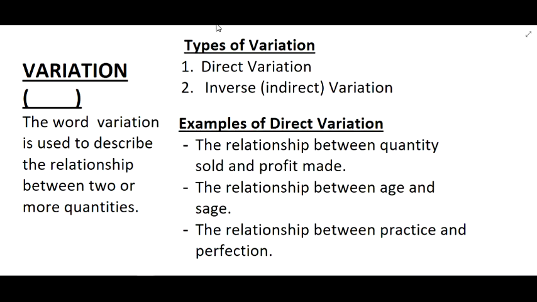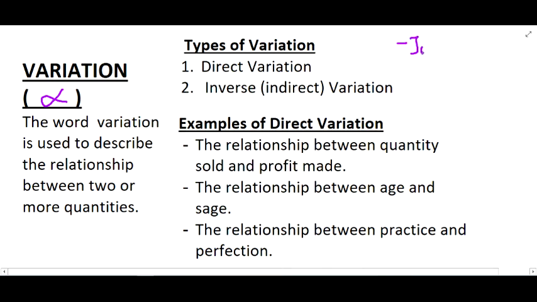Let's get into the class. Okay, variation. This is the proportionality symbol or variation symbol. The word variation is used to describe the relationship between two or more quantities. Before I come back to this, let me just state the types of variation we have. We have about 4 types of variation.